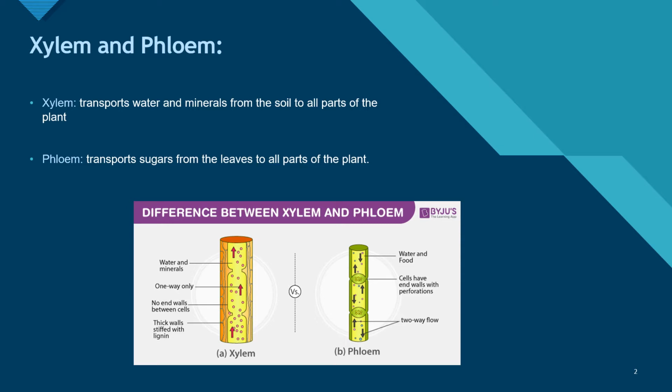Phloem, on the other hand, transports sugars from the leaves to all parts of the plant. So phloem, think more food, sometimes water, but mainly food. Cells have end walls and perforations. So phloem has little tiny holes in it, which become important later, and it has a two-way flow.